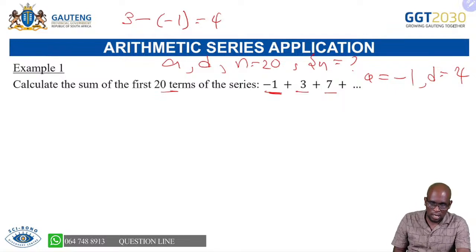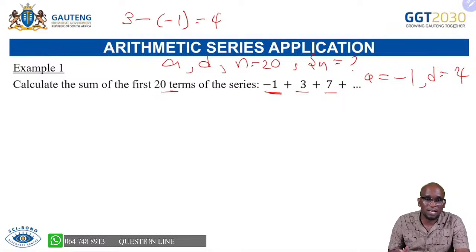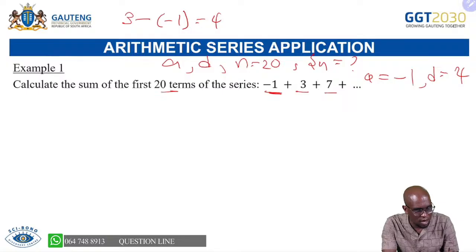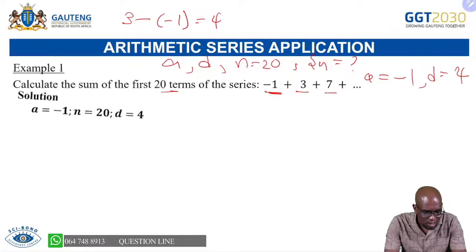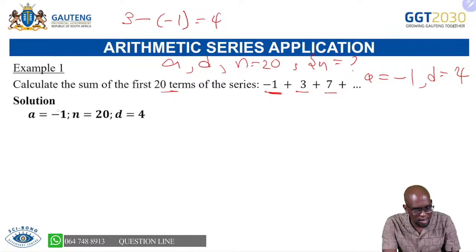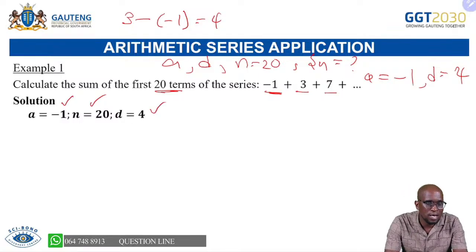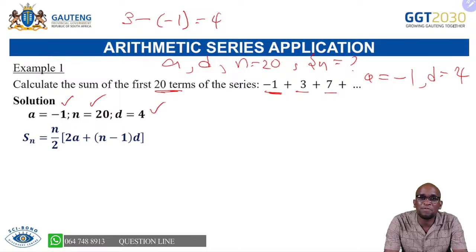That is what you are going to start with, and then from there you use the formula for summing up the n terms of an arithmetic series. Now, A is -1, as I indicated, N is 20, it was given, D is 4, as we worked it out there, which means that we can calculate the sum of the first n terms of an arithmetic series using n over 2 into 2a plus n minus 1d.